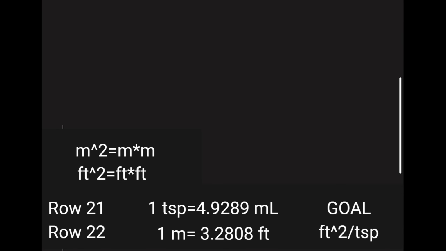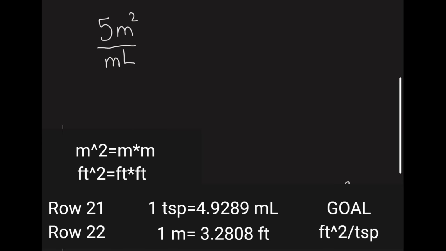Welcome into part B, where we are going to convert. So my initial quantity is 5. I am converting 5 meters squared per milliliter. And I'm going to put my goal over here. It says convert this to feet squared, or square feet per teaspoon. So feet squared per teaspoon.